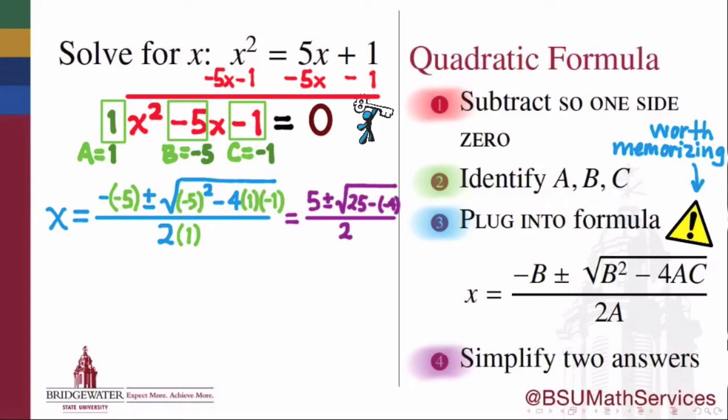We have one more opportunity to commit a sign error when we carry out the subtraction 25 minus -4. Well, to subtract a number is the same as to add its additive inverse. So 25 minus -4 is the same as 25 plus +4, or 29. So underneath the radical, we have the number 29. And we've now simplified this expression as much as we can to get 5 plus and minus the square root of 29, all divided by 2.